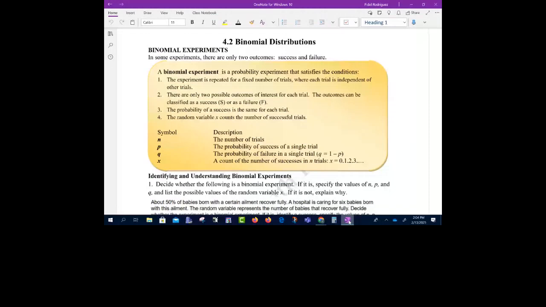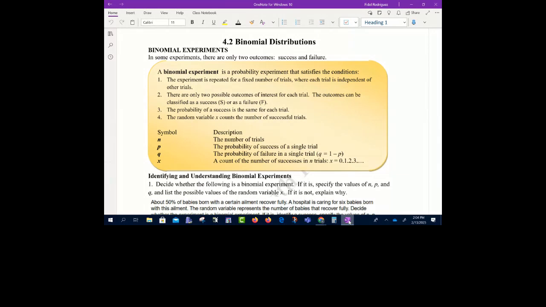All right, so y'all, what we're going to talk about in 4.2 is this idea called binomial distributions. Think about the prefix bi, like you have a bicycle. Bicycle means we have how many wheels? Two, right? So we're going to talk about binomial experiments here.